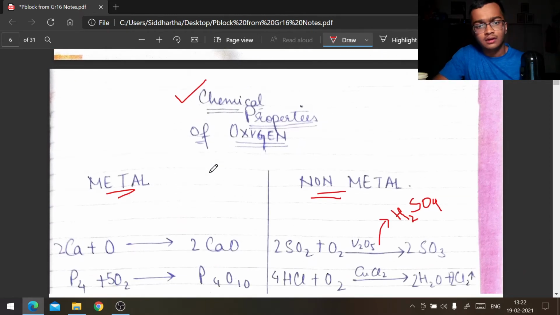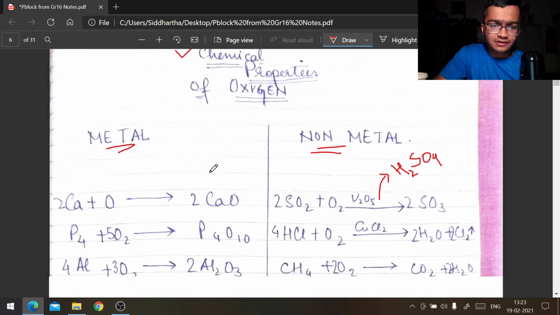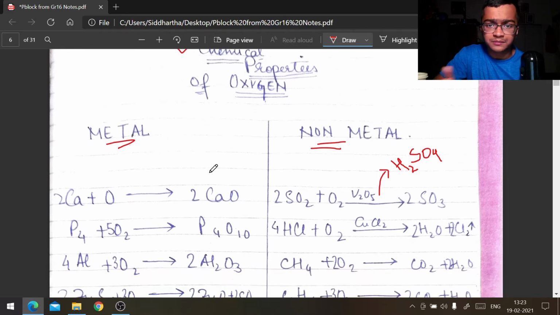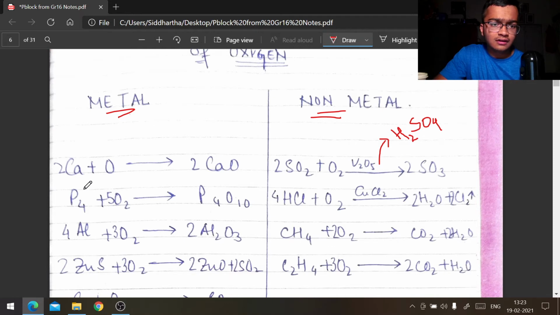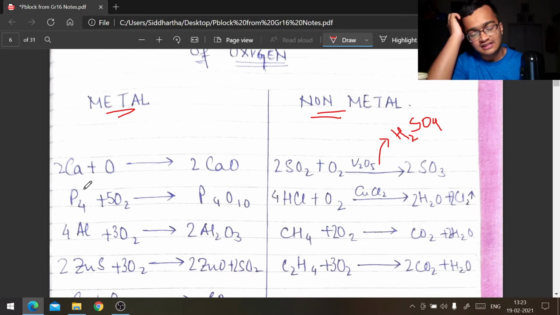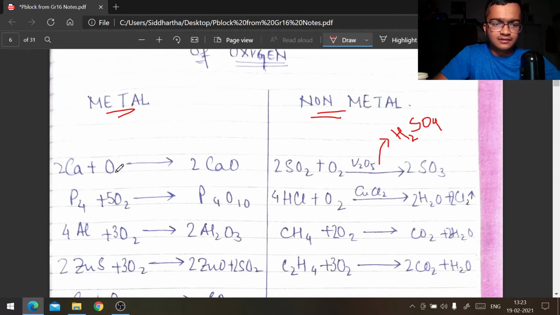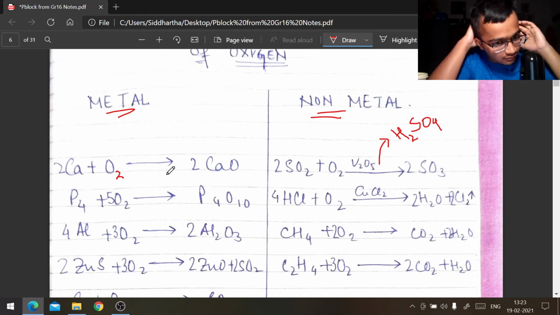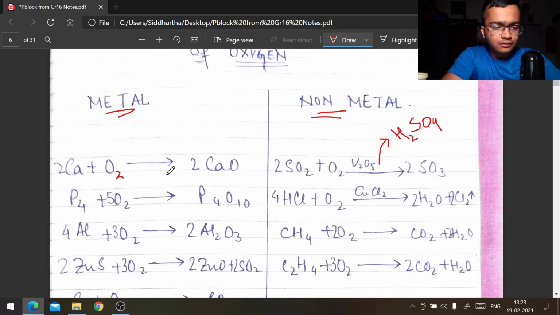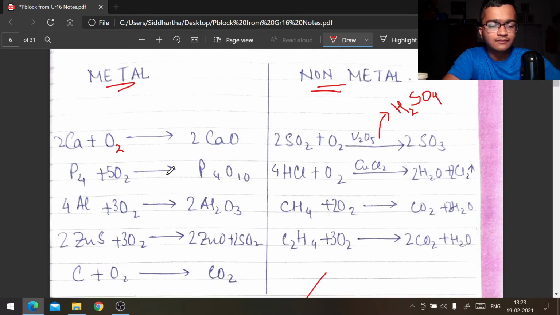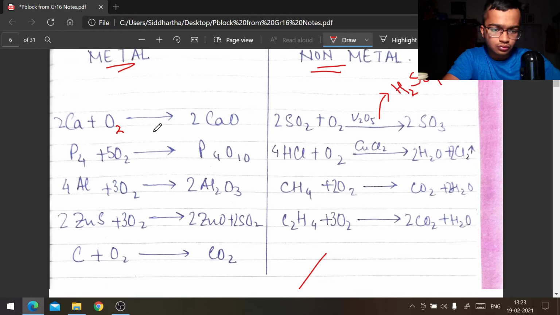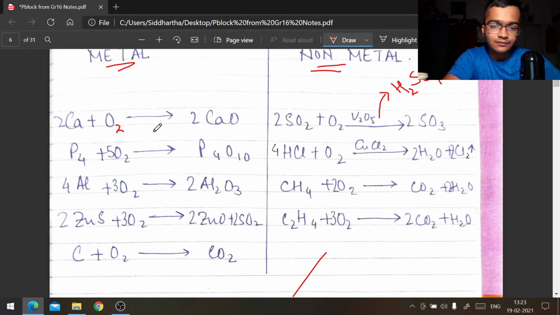Okay. Now I have discussed the chemical properties of oxygen and how it reacts with metals and how it reacts with non-metals. Let's pick the example of calcium oxide. Ca plus O2 gives 2CaO, and P4 plus 5O2 gives P4O10, Al plus O2 gives Al2O3, ZnS plus O2 gives ZnO plus SO2, and CO plus O2 gives CO2.